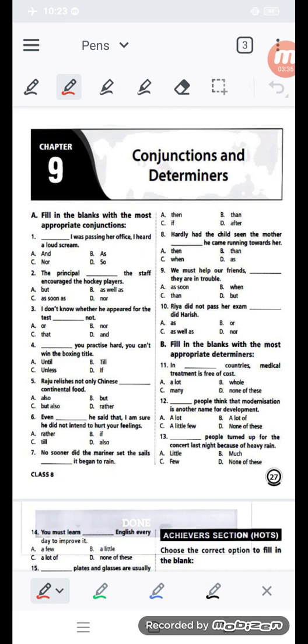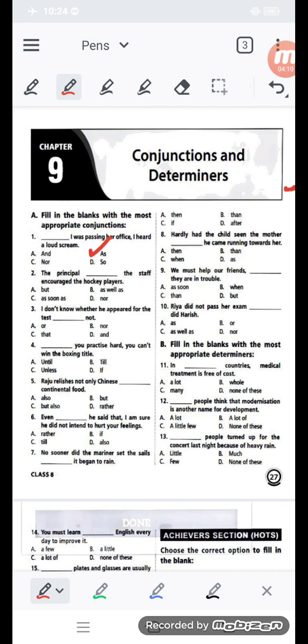Now let us practice this exercise that is given in chapter 9. First of all, fill in the blanks with the most appropriate conjunctions. Question number 1. Dash, I was passing her office, I heard a loud scream. So here the suitable word is as. As I was passing her office, I heard a loud scream.